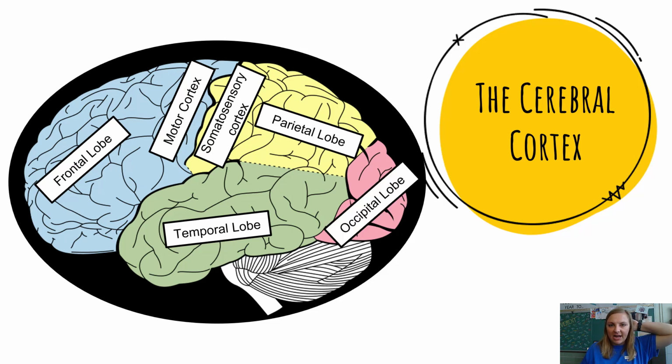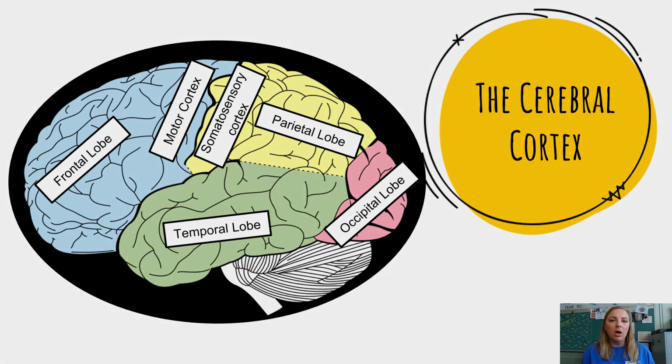Finally, at the very back of our brain is the occipital lobe, and the occipital lobe has one particular job. It contains the visual cortex, and so much like the auditory cortex for hearing, the visual cortex processes any visual information that comes into our brain.